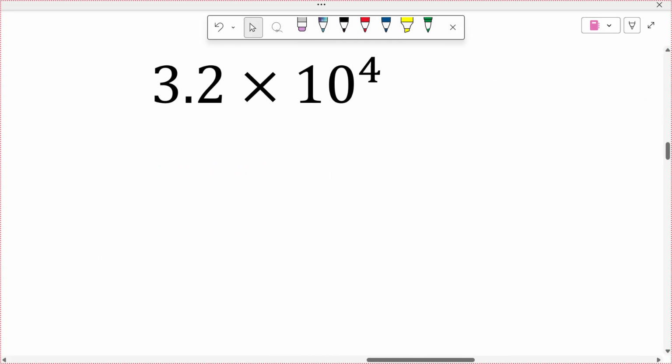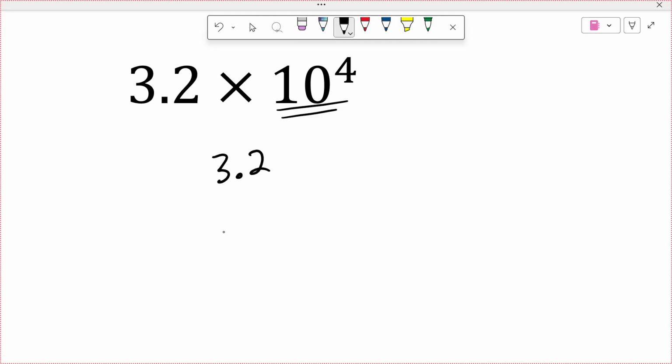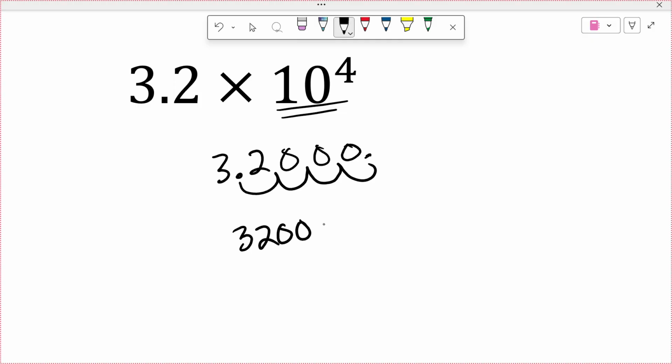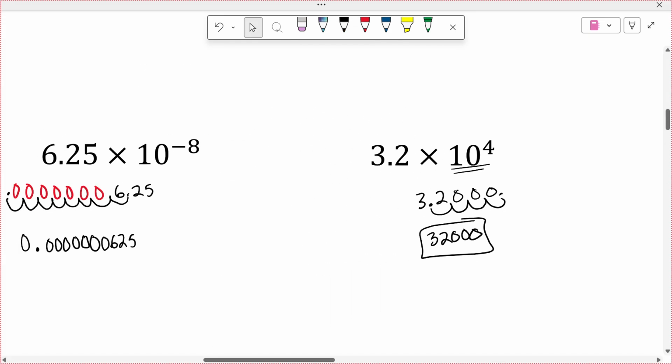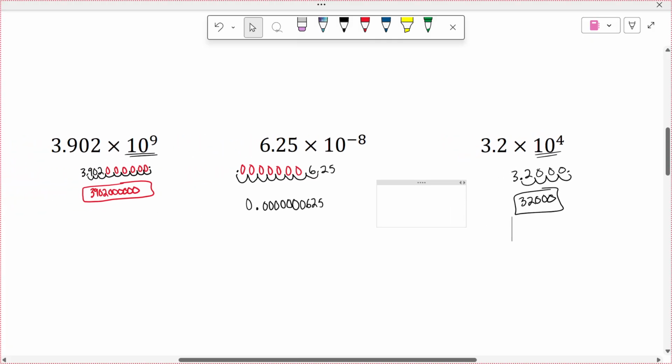Okay, one more. Here I have 3.2 times 10 to the 4. Again, 10 to the 4 would be multiplying by 10 4 times, which should make this number bigger. So I'm going to write down 3.2. I'm going to move the decimal 4 times, drop it off, fill in the zeros, rewrite the number 3, 2, 0, 0, 0.